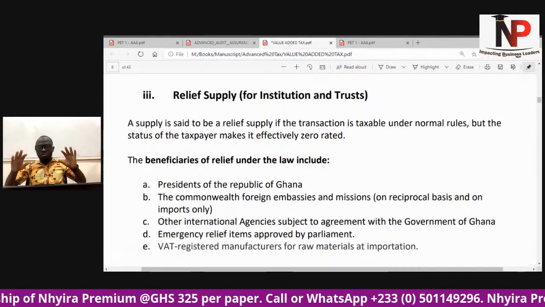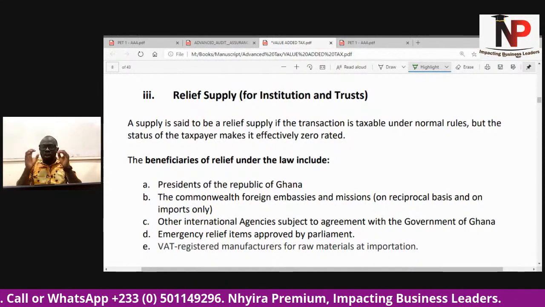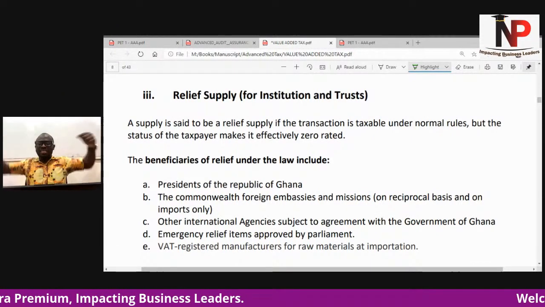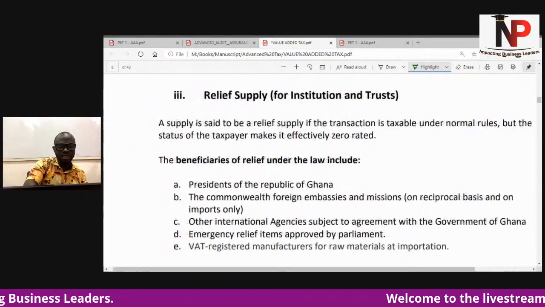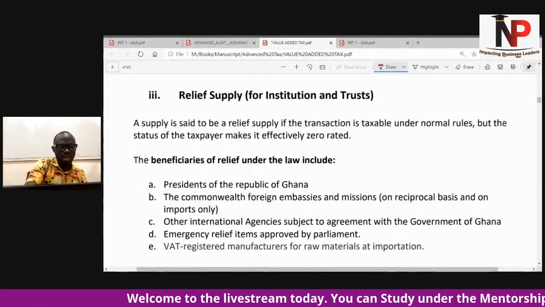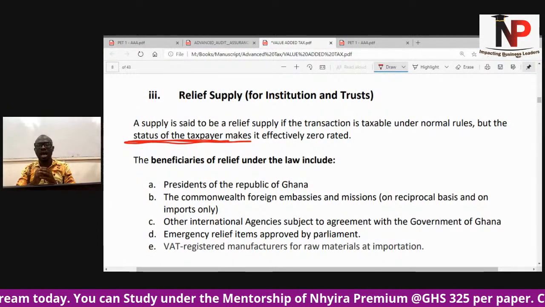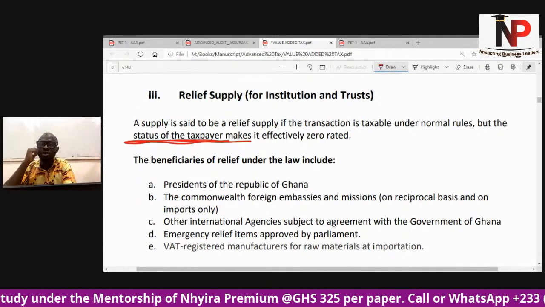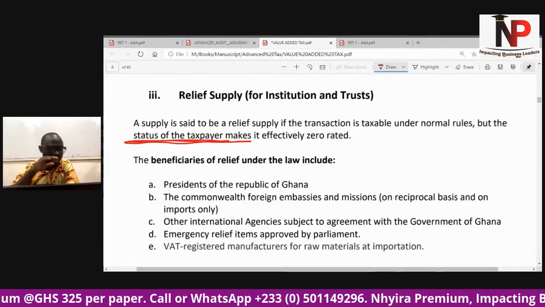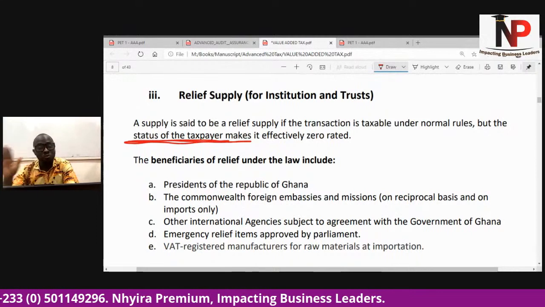So with relief supply, it is not that the goods or the services are not taxable under VAT. It is taxable. However, the status, so the key word here is status. The status of the taxpayer makes it effectively zero rated. So it's free. You don't pay anything on it. And that is what we mean by relief supplies.